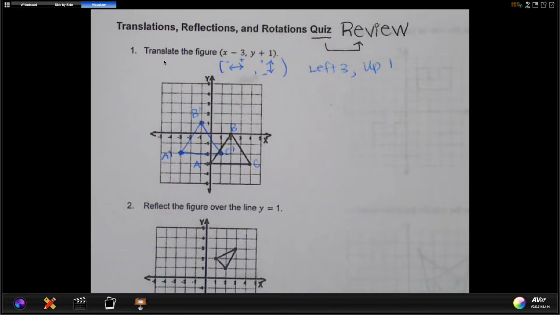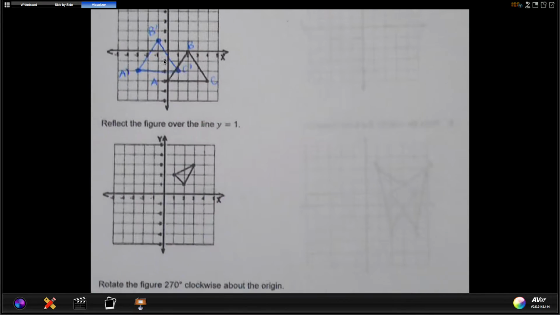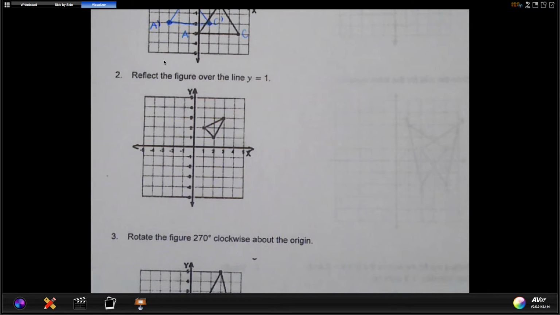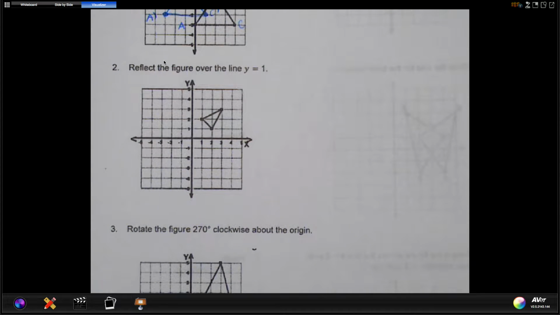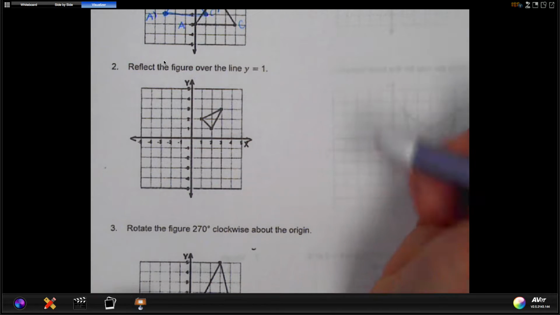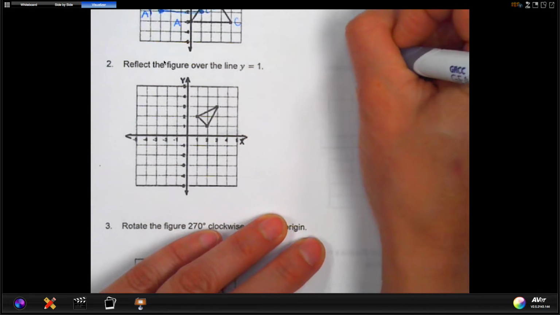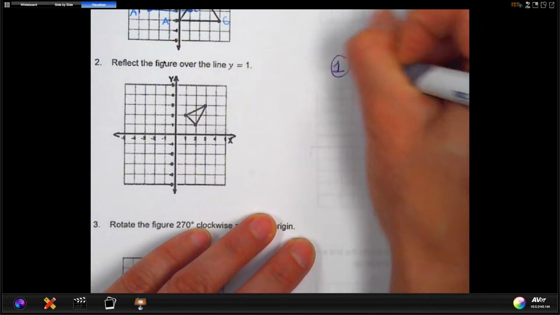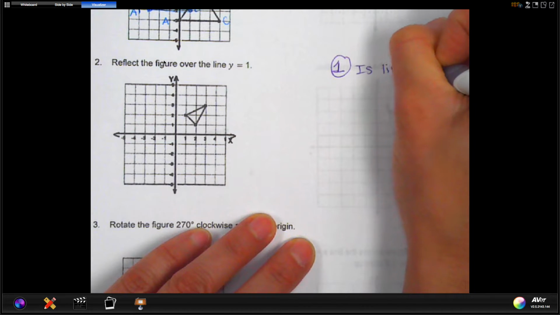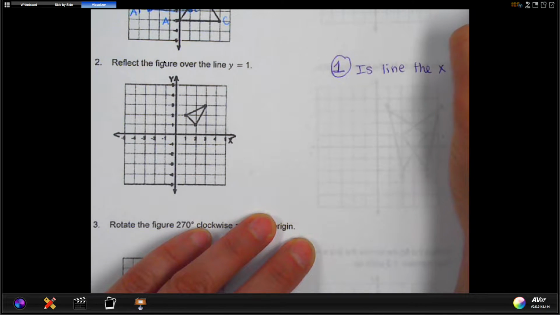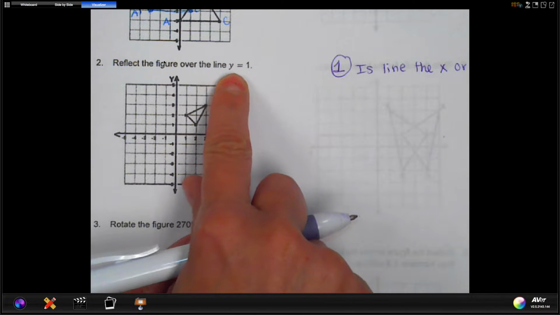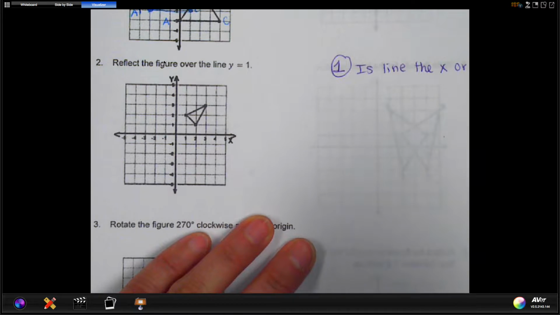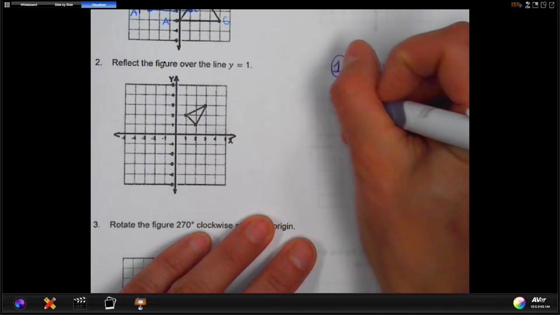Okay, good. All right, next then, number 2, reflect the figure over the line y equals 1. So some notes that we talked about when we did this before, and we might want to write this down since we're going to have a quiz to study. First, is the line the x or y axis? Okay, so you look at it and it doesn't say x or y axis. The answer is no.